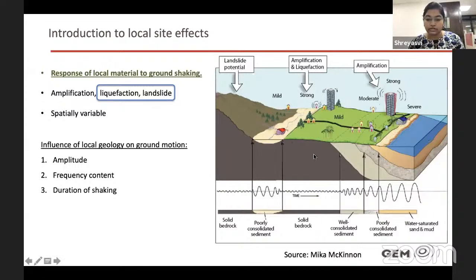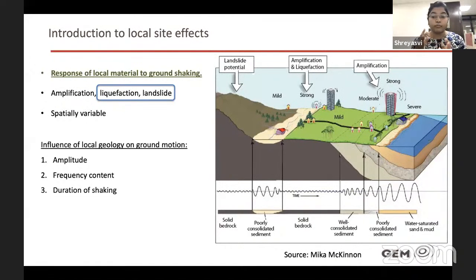However, if we consider solid bedrock, buildings located on these kinds of site conditions will be subjected to mild ground shaking, so the buildings may not experience much shaking. If we go for a well consolidated sediment, the shaking would be moderate. If it is a poorly consolidated sediment, there will be settlement of the buildings. And if we go for water saturated sand or mud, then obviously there will be sinking and the damage is going to be severe.